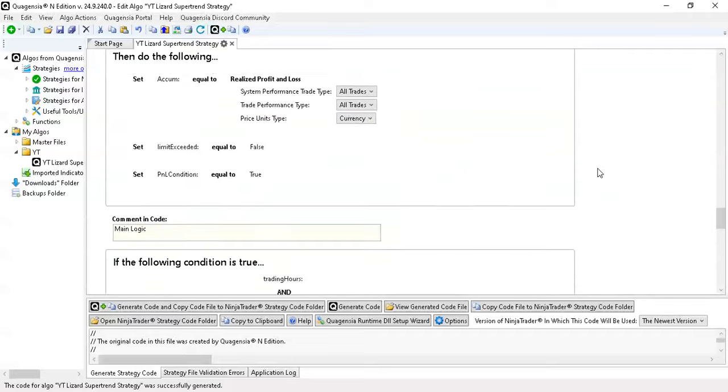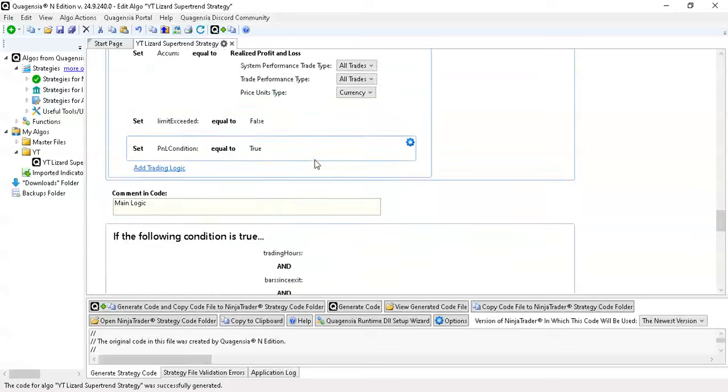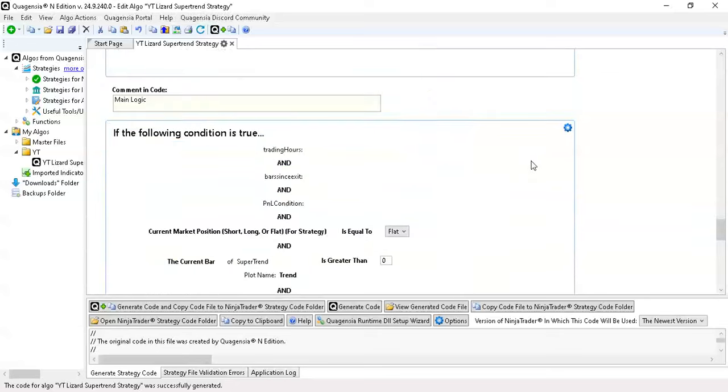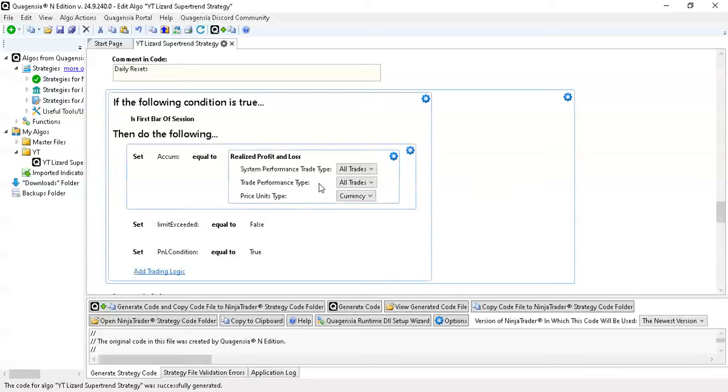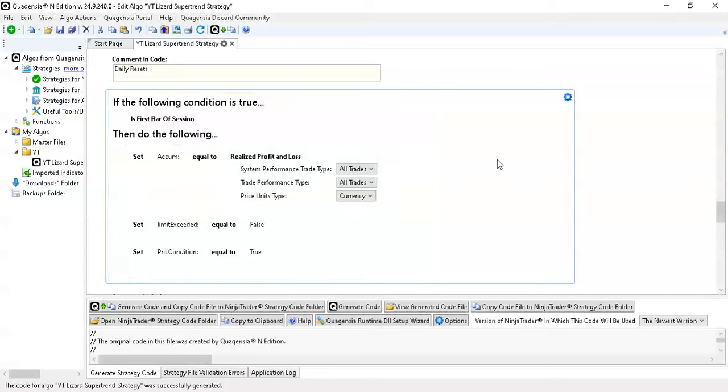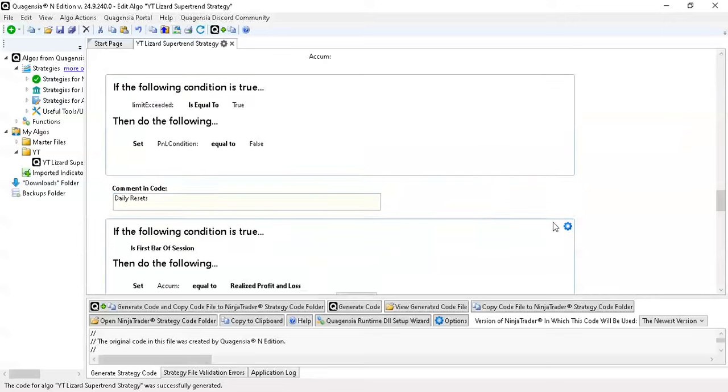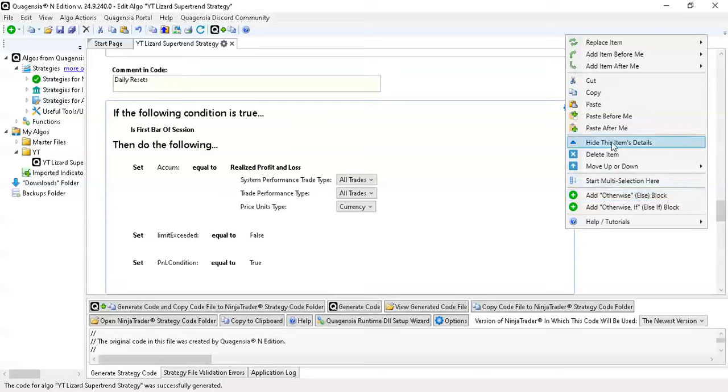And, like I said, there are some aspects of this that you can put inside the main logic, but as you can see, like the daily reset, you can't put that inside the main logic. That has to be outside of the logic. And this can also be used for something else if there was another variable that you needed to reset at the first bar of the session. So that's good in itself.